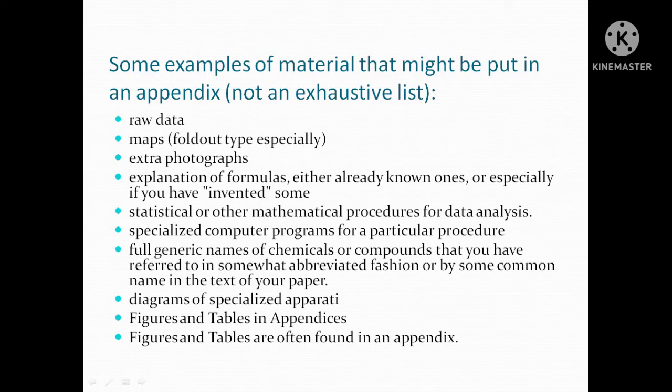Some materials put in the appendix are generally raw data, maps, extra photographs, explanation of formulas, statistical and other mathematical procedures, data analysis, special computer programs, full generic names of chemical compounds, and diagrams of special apparatus. Figures and tables are often found in the appendix.